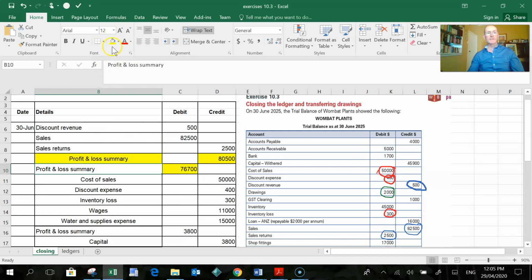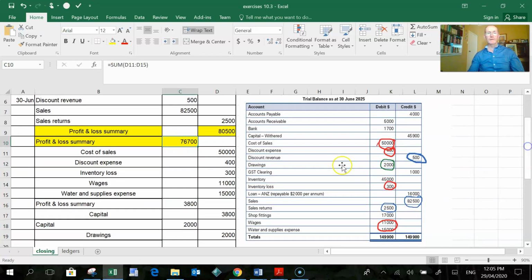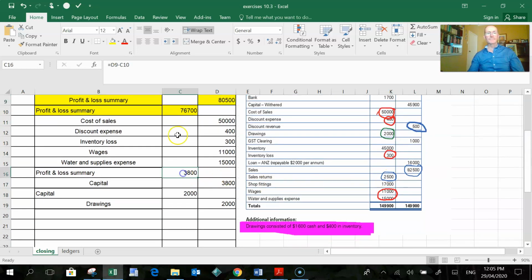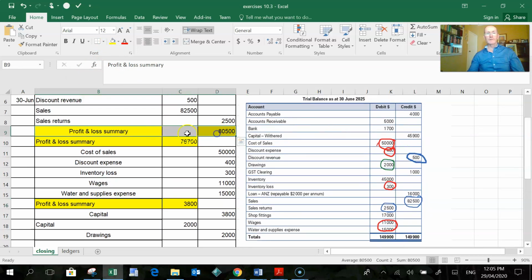Total revenues, total expenses. You then subtract the credits from the debits, and that will give you a profit or a loss. So if your credits are higher than your debits, you get a profit. If your debits are higher than your credits, you will get a loss. You then transfer that net result down to capital. So we now have 3 entries into the profit and loss summary. One for revenues, one for expenses, and one to transfer it to the capital account. So if we make a profit, that is credits higher than debits, the capital account gets a credit.